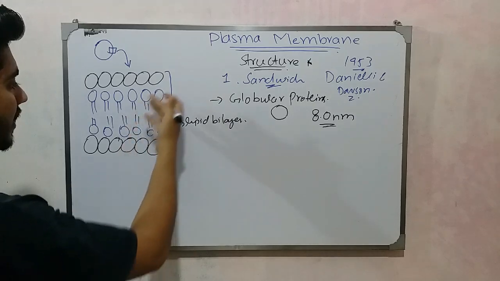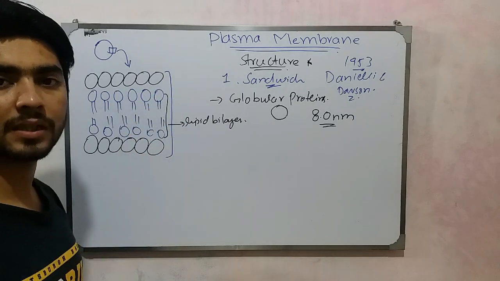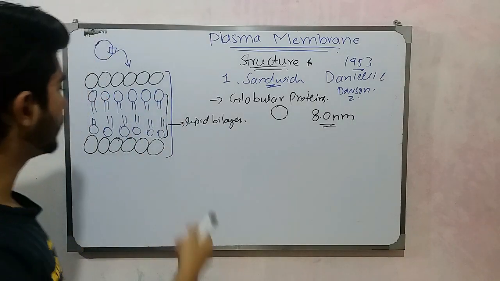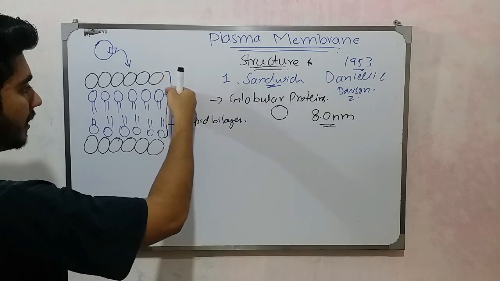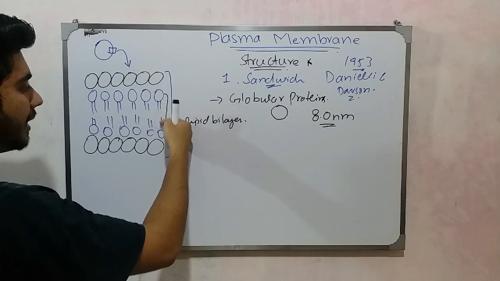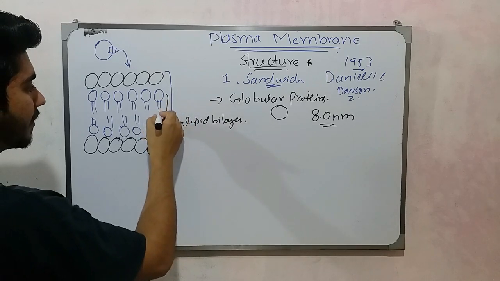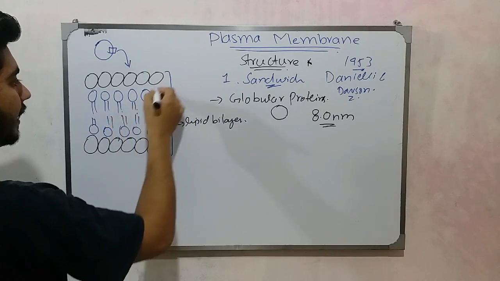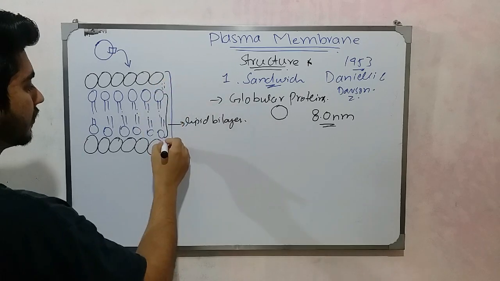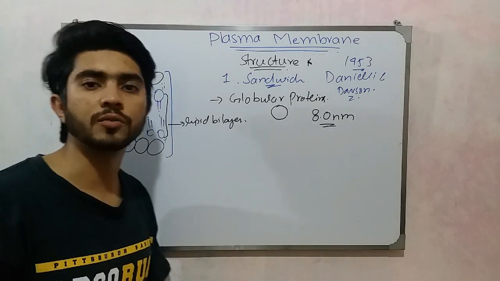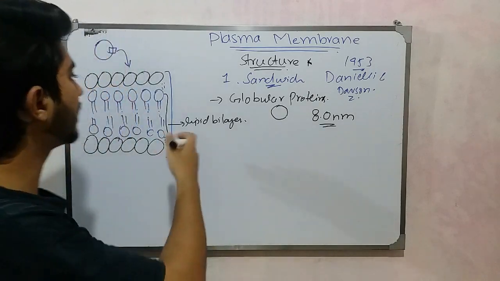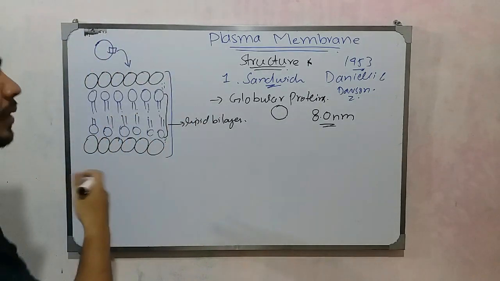How is this structure stabilized? The structure is stabilized by the attraction between the protein and the lipid head, and second, the tails of the lipid bilayer. Here is the attraction, and here is the attraction. So these attractions stabilize the structure of the lipid bilayer, or the whole plasma membrane.